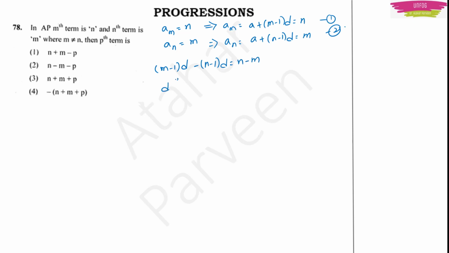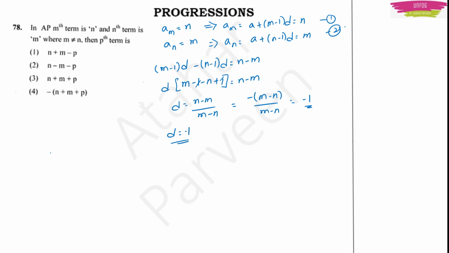Now you take d common. If you take d common, it will be (m minus 1 minus n plus 1). This will be equal to n minus m. Or you will get d is equal to, this 1 will get cancelled, right? So d will be equal to (n minus m) by (m minus n). Or you take minus here as common. You will get (m minus n) by (m minus n). This will be equal to minus 1. So your d will become minus 1. Now you got the common difference, right?